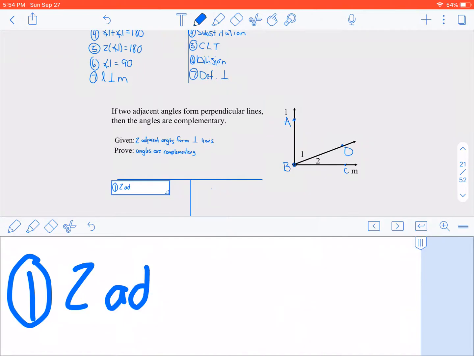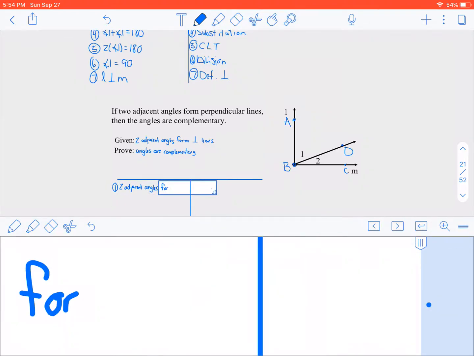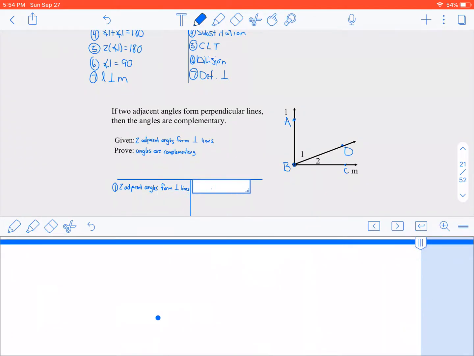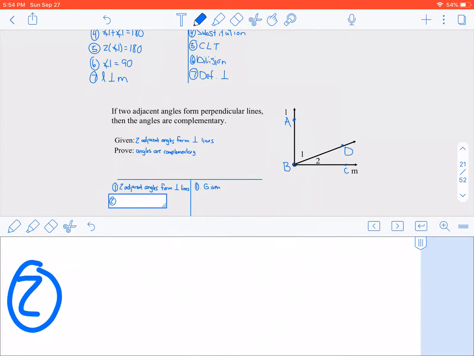Two adjacent angles form perpendicular lines. How did I know that? It was given. Second step. Well, looking at my picture, what else do I see?